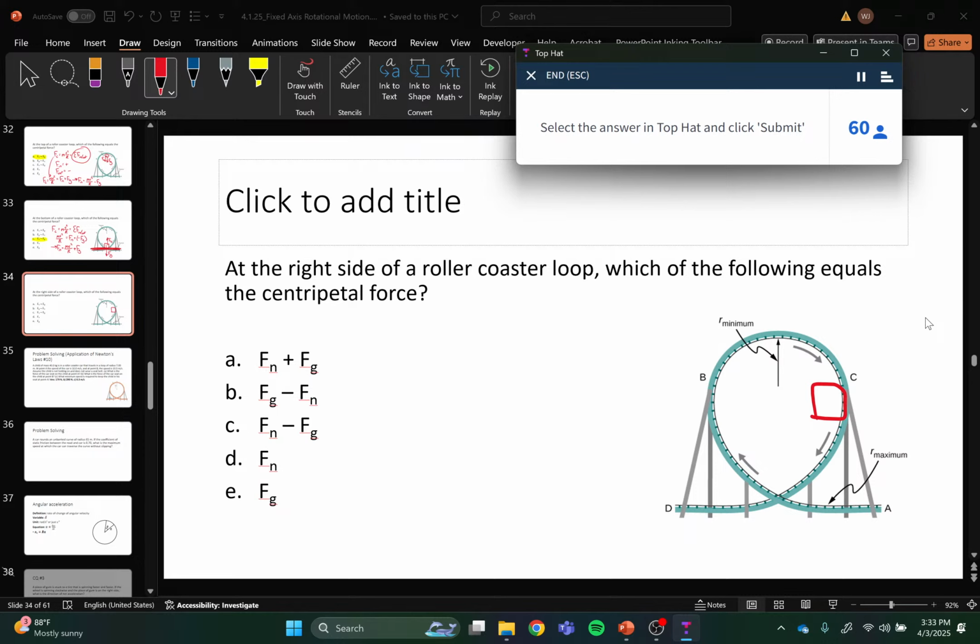All right, we'll go 15 more seconds. All right, we'll close this one out in 5, 4, 3, 2, 1.